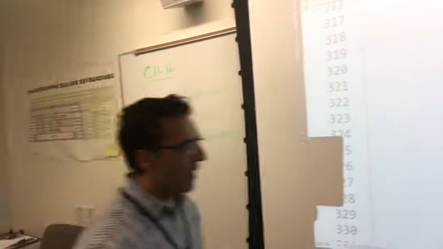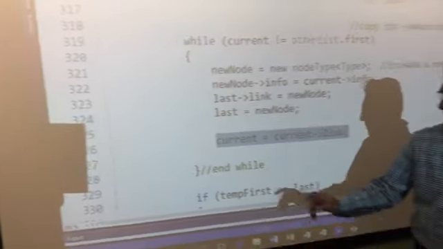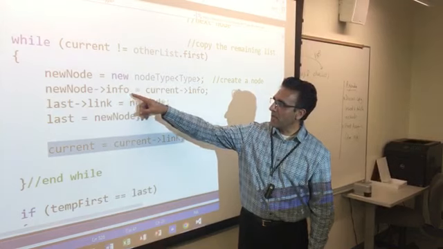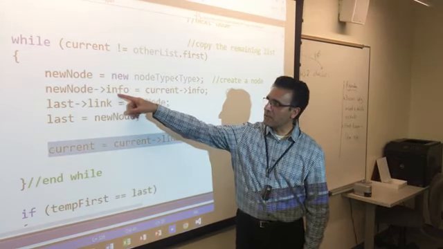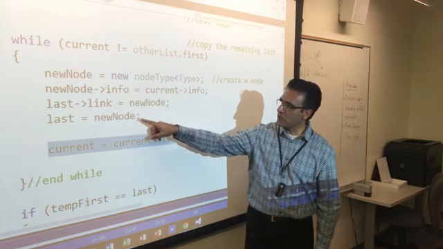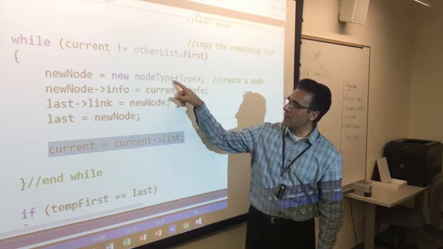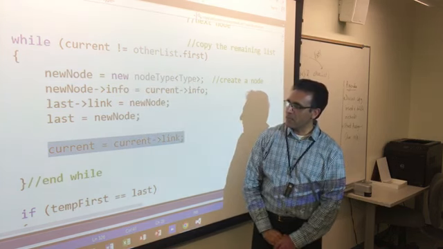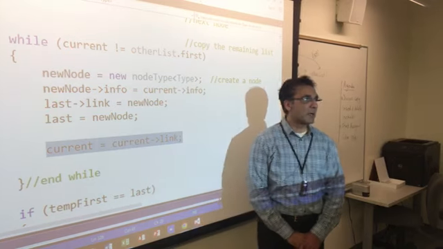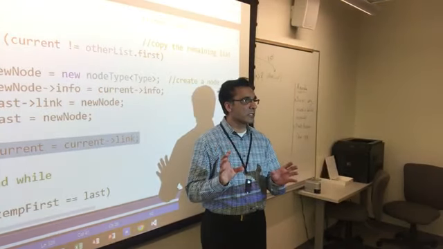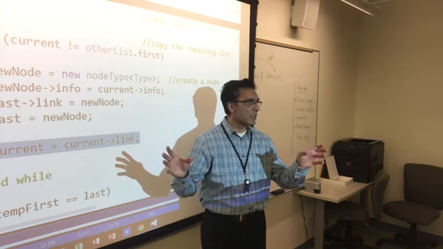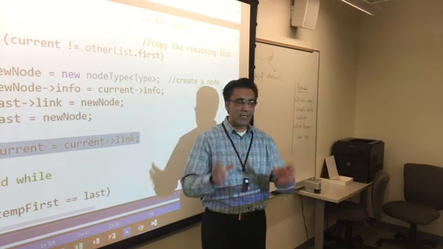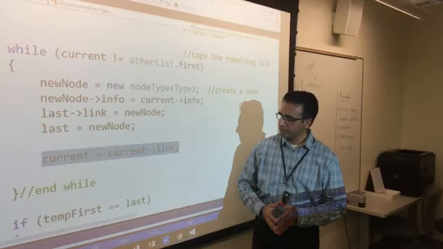So when I move my current pointer, then I come back here and check again if the current info is being copied successfully to the new node. New node is being generated right there. So what it's going to do, it's going to basically go through each node of the other list and assign to the local list. Each node will be copied in that cycle.